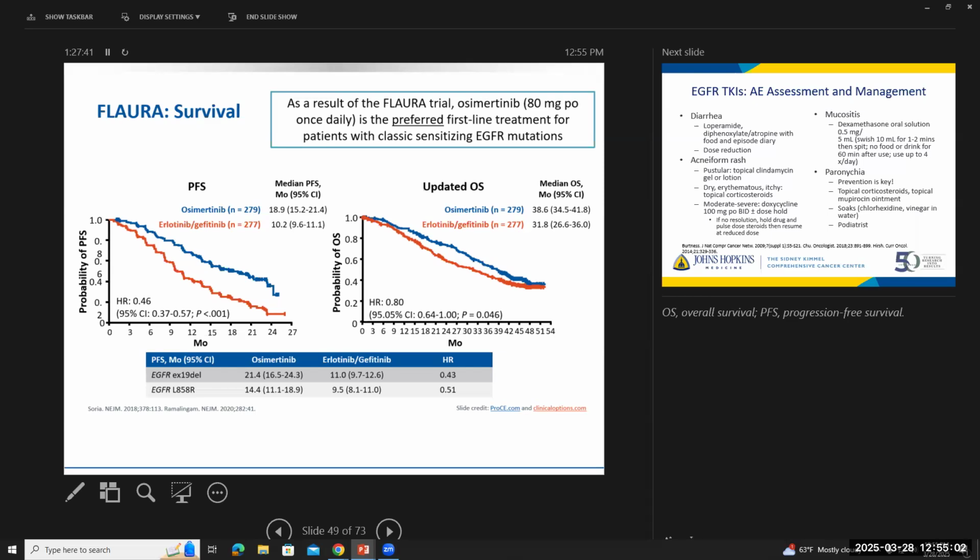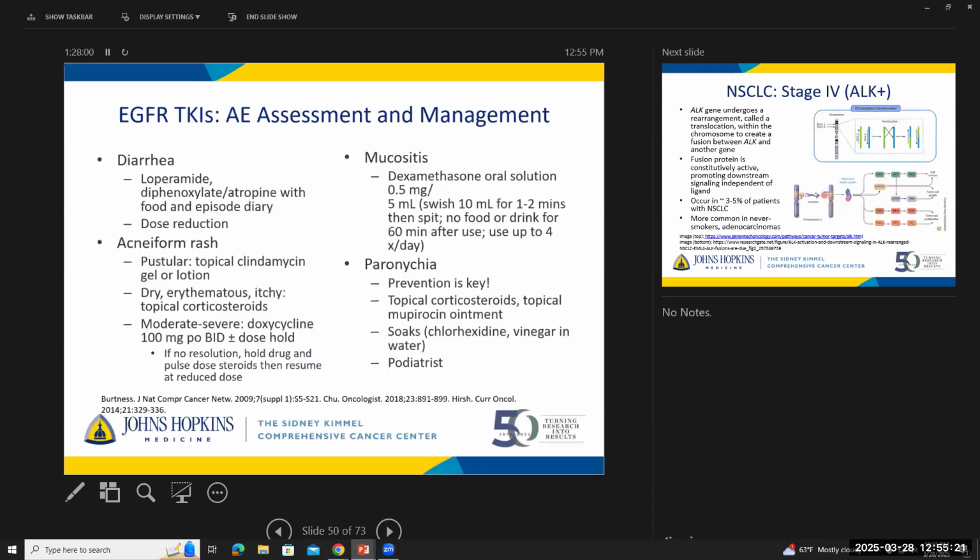So as a result of this clinical trial, which did a head-to-head comparison between what used to be the standard of care to what was new to the market, osimertinib took the crown for being the most effective EGFR inhibitor. So that is why this drug is the preferred first-line therapy for EGFR mutations.